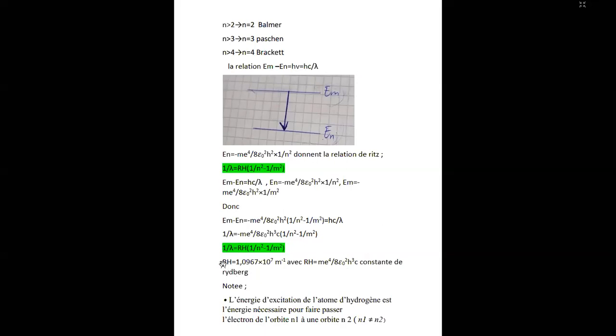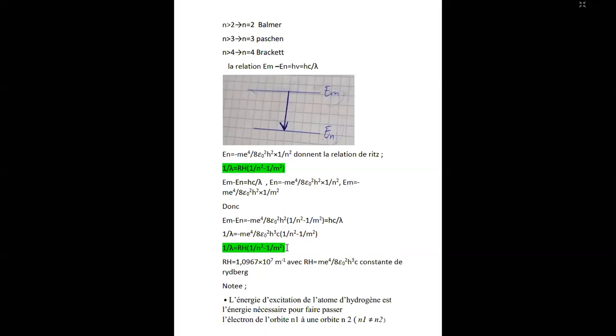The Rydberg constant, whose value is always given, is 1.0967 times 10 to the power 7. So you have to know this value by heart if you want to use this formula to calculate the energy directly. But I would advise you, this formula is a bit complicated when you are using it.